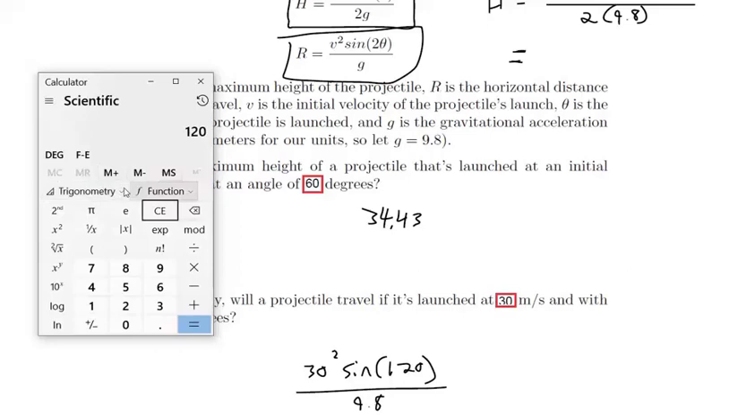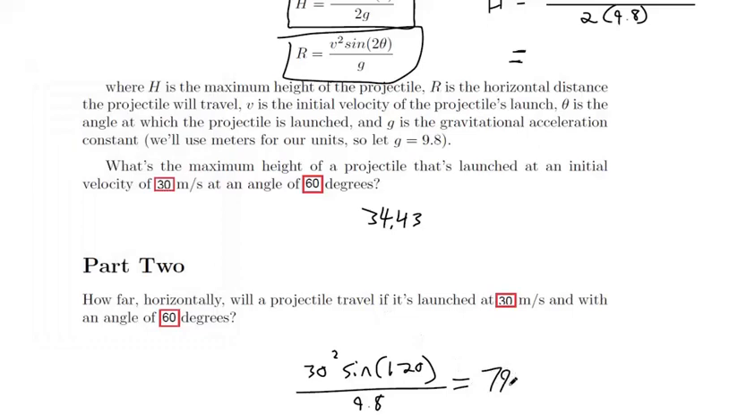Okay, so 120 sine, that's one of our special triangles that we'll do several times throughout this semester. So that's 779 for the numerator divided by 9.8, so that's 79.5 meters. We're expected to travel 79.5 meters.